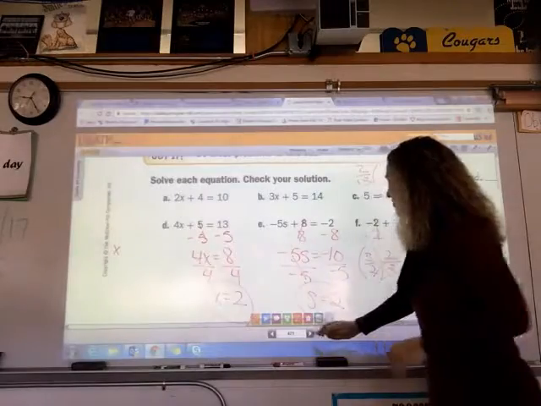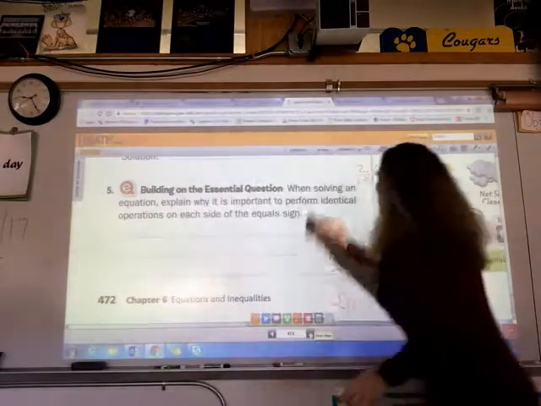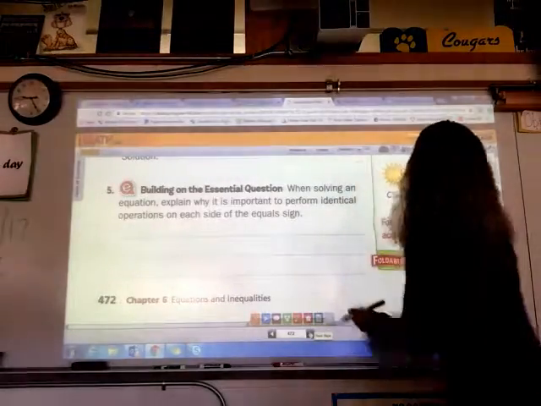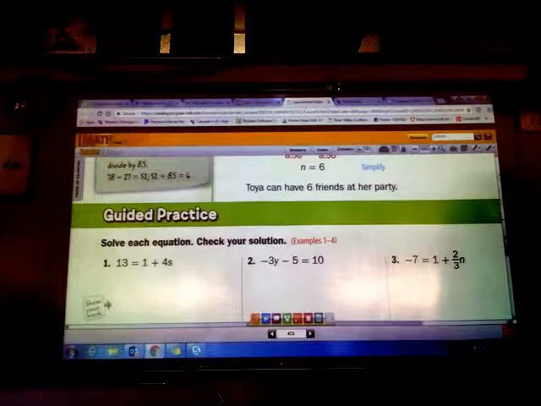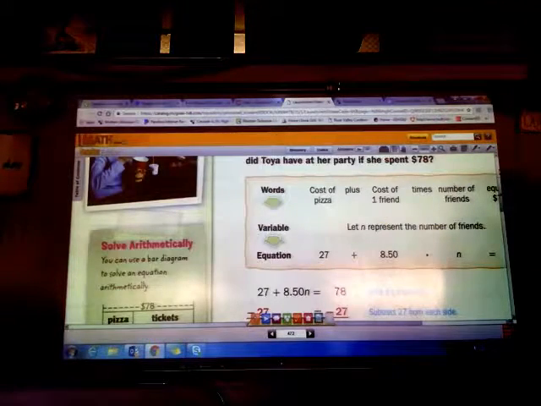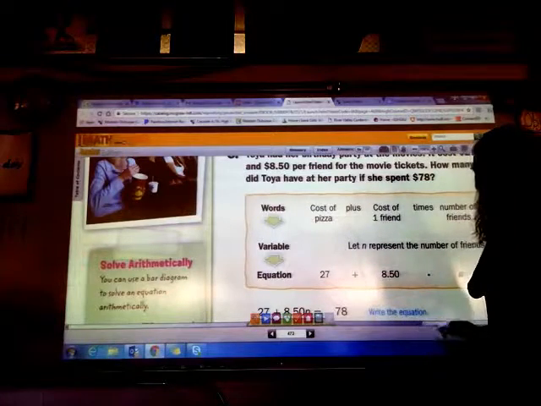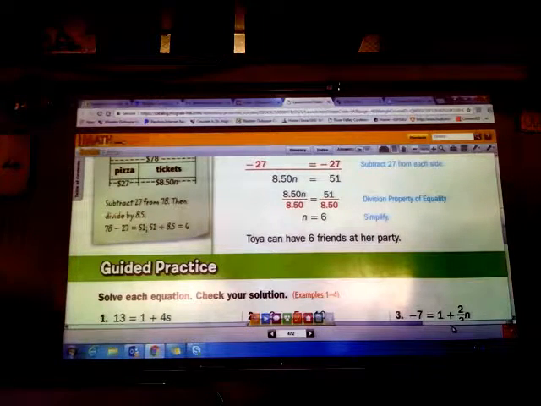Now, let's go ahead and move on to page 472. We're going to take a look at the real world problem on the top of 472 that your book has given us. One of the things that they're asking you to do is they're giving you a situation, and you are going to have to basically come up with an equation or set up an equation on your own.